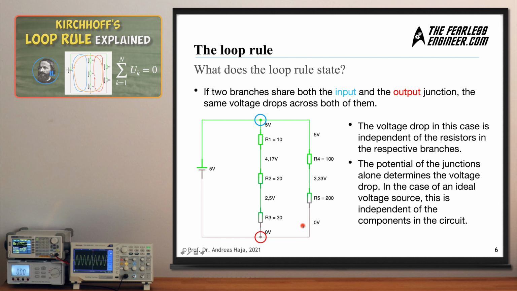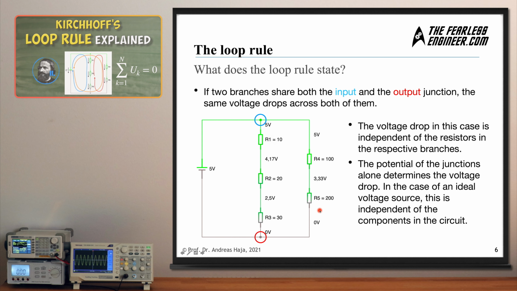And now we have this second branch, which I've just been talking about. We still have the first branch, which we looked at in the previous slide. Now we have a second branch, and please note that both branches share both the input and the output junction. If you compute the sum of voltages again, we have done this for the left branch already. Now we can do this for the right branch as well. If you look at 5 volts minus 3.33 volts and 3.33 volts minus 0 volts, you get the voltage drops across these two resistors, R4 and R5. And the sum of both is identical to 5 volts, so the same as the source.